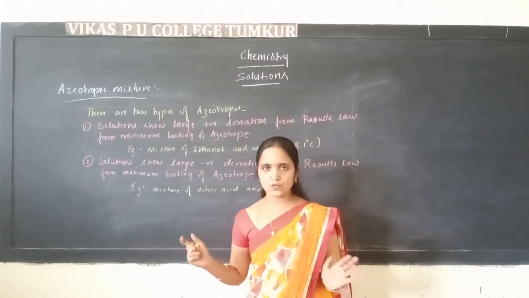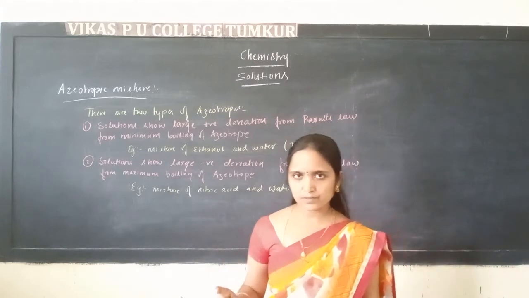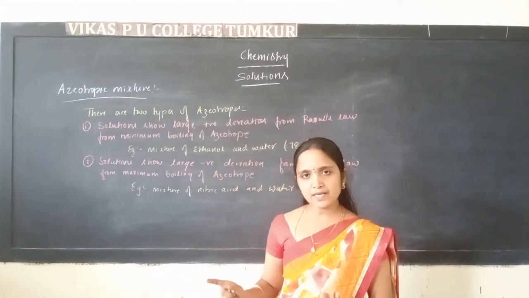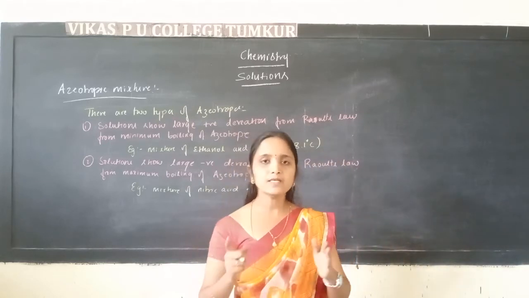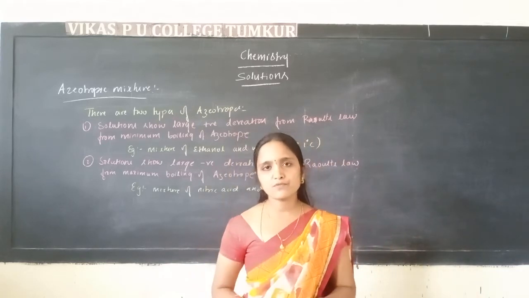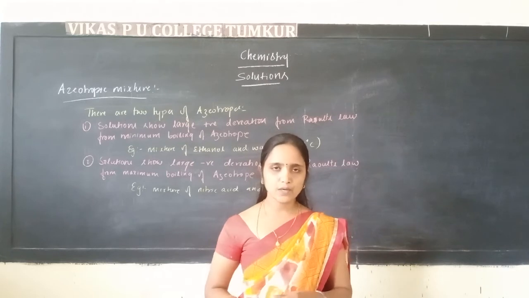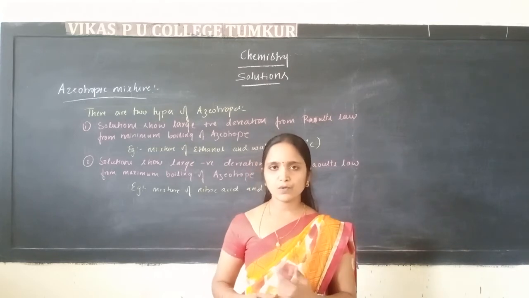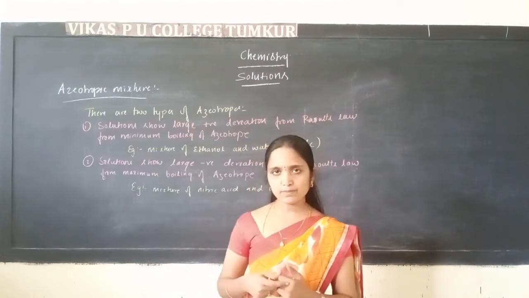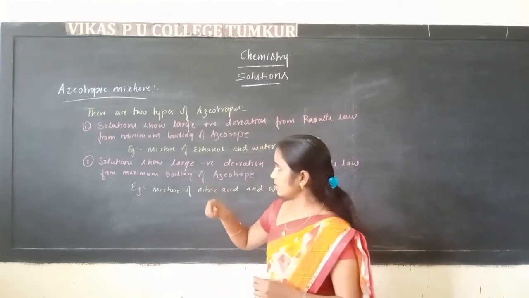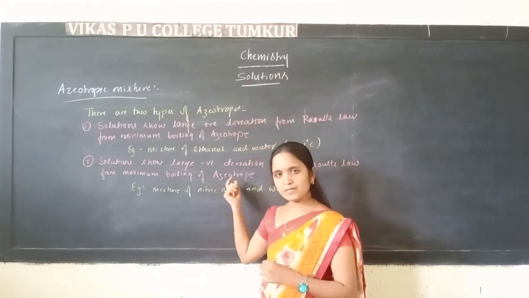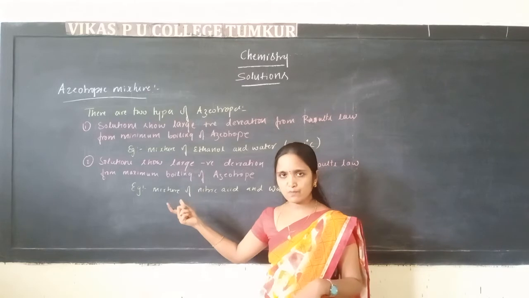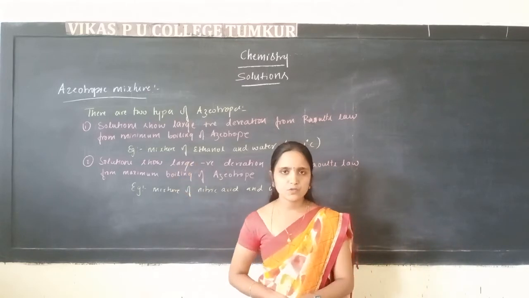This is about azeotropes. An azeotrope is a mixture of liquids having the same composition in the liquid and the vapor phase at constant boiling, at constant temperature. That is constant boiling, which we call an azeotrope. There are two types: one shows large positive deviation, minimum boiling, and the other large negative deviation, maximum boiling.